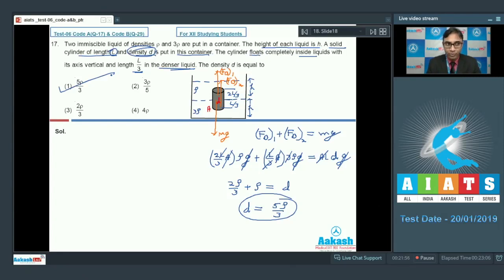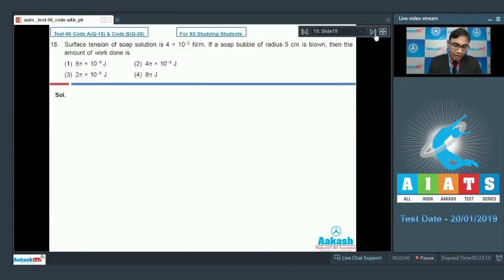Now let's move to question number 18. In question number 18, it says that the surface tension of soap solution is 4 into 10⁻² Newton per meter. If a soap bubble of radius 5 cm is blown, then the amount of work done. We know that when you blow a soap bubble or water drop, the work done will be equal to the change in surface energy of the water drop or bubble.